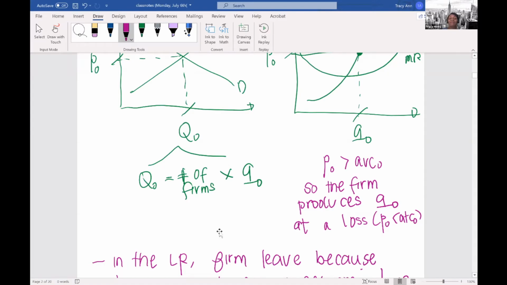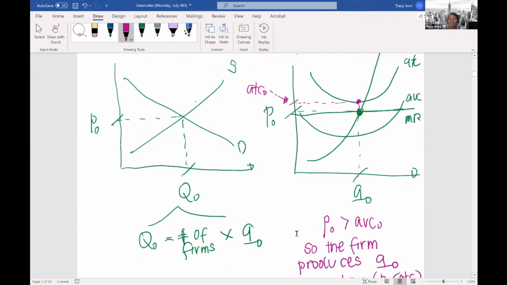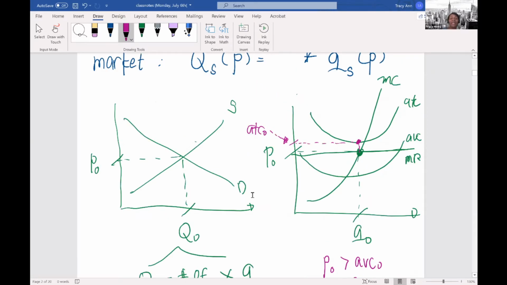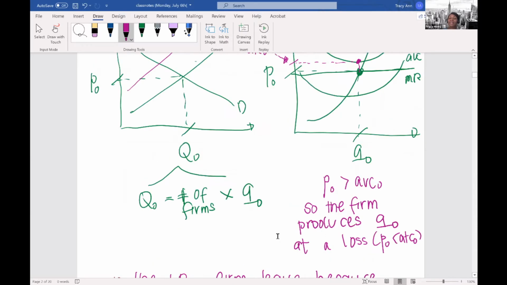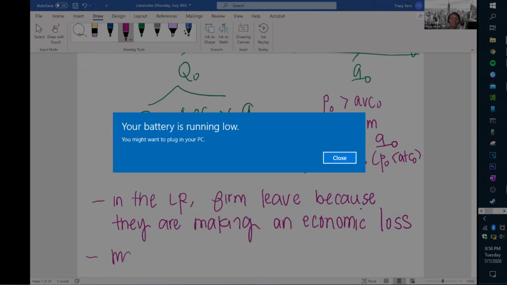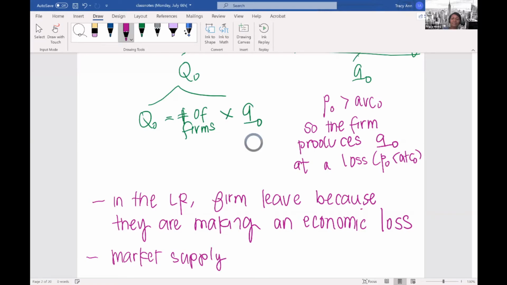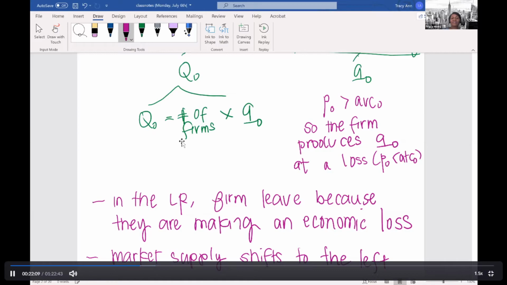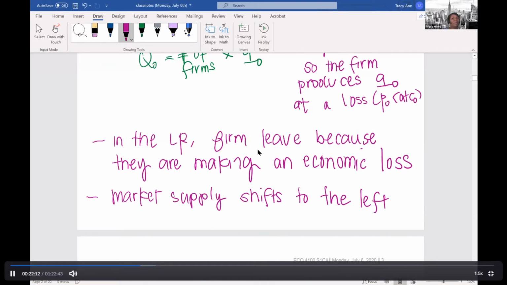And here I'm saying that firms are going to leave because they're making an economic loss. They recognize they were making an economic loss in the short run, so if they get an opportunity, they will leave. In such a case, you can imagine that your supply curve will shift to the left. As firms leave, market supply shifts to the left, the market price will increase, and your market quantity will decrease.